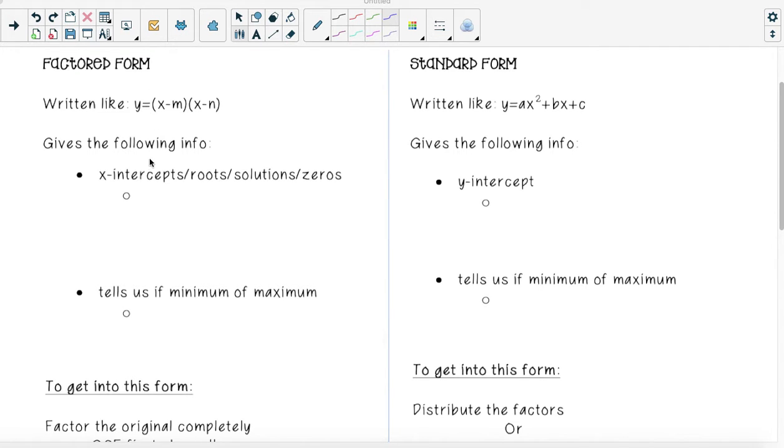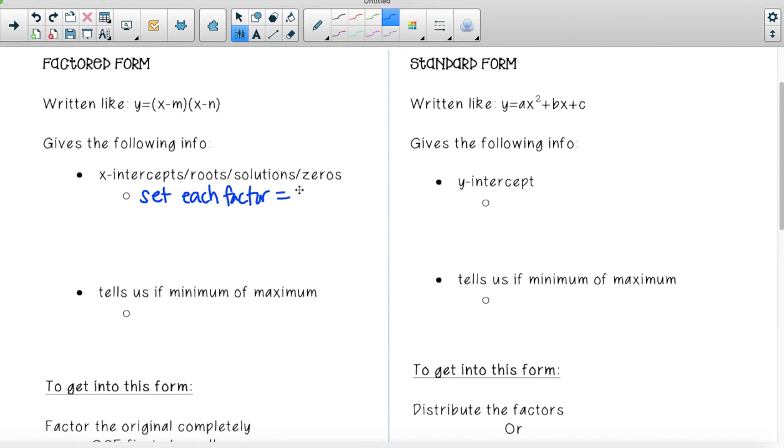So for x-intercepts, from factored form we'll set each of the factors equal to 0. If we have x minus m as a factor, we set this equal to 0 and solve for x. We'll end up getting x is equal to positive m, because we add m to both sides. This tells us our x-intercept, which we write as a coordinate: m, 0, because the y value of an x-intercept is 0.